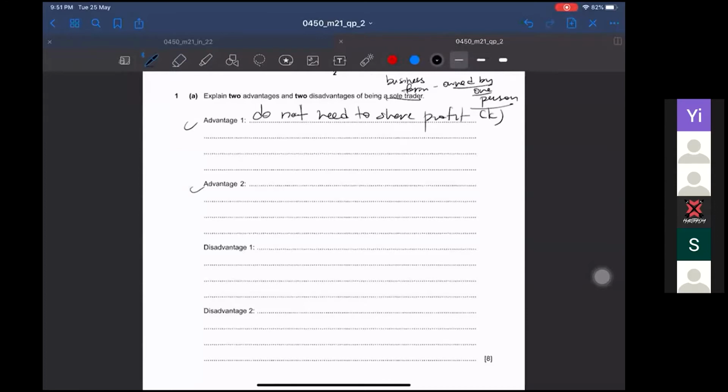For the format of this question, you don't need to apply, you just need to analyze. So you write: do not need to share profit as the business is only owned by 1 person. This is your AN, your analysis. So here you have 1K and 1 AN, then 2 marks already. This is how you score it.